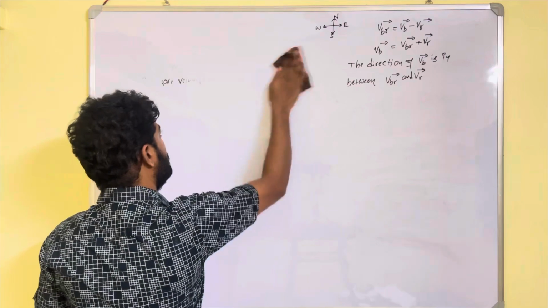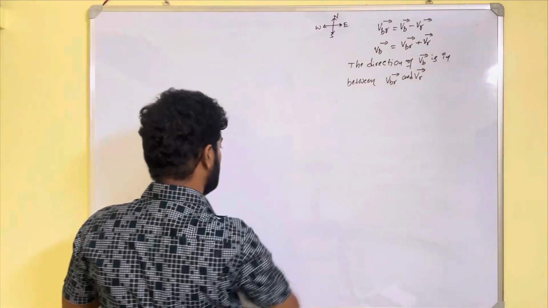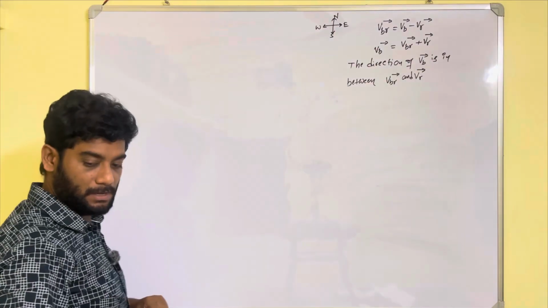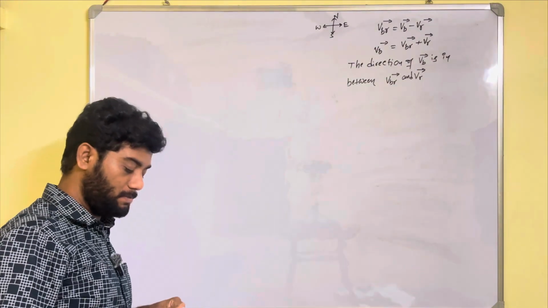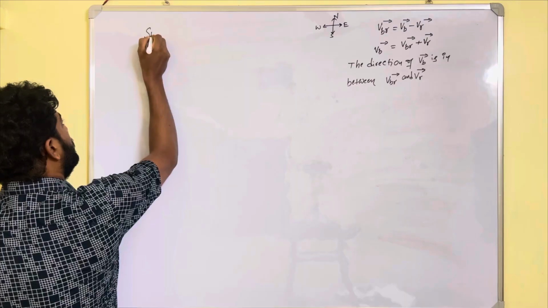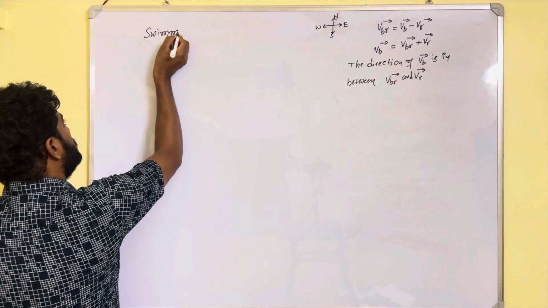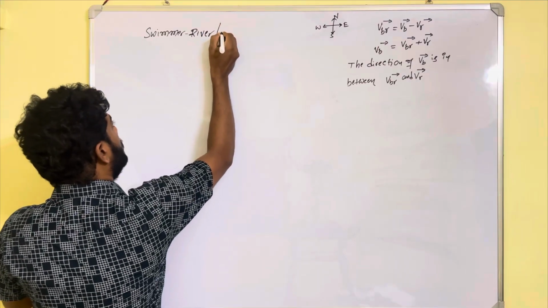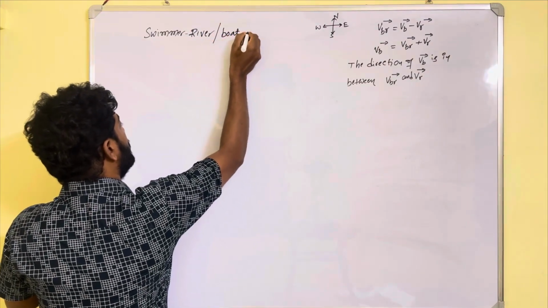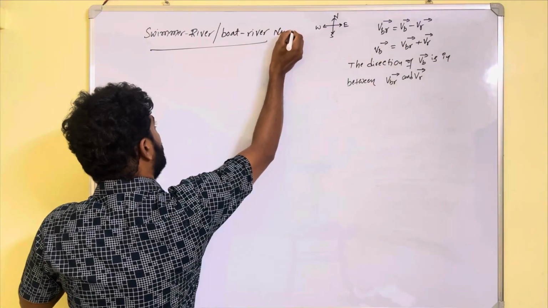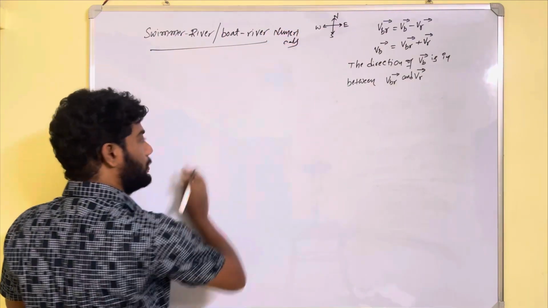Now, let us discuss our target: swimmer and river related numericals. What are the conditions here? Swimmer river, or in main, boat river. Okay, how to solve these numericals?